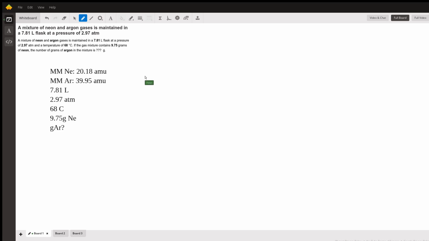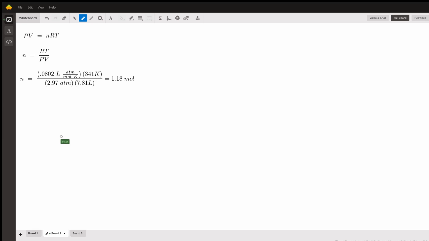Well, let's start with what we're given. We know the molar mass of neon, 20.18 amu, molar mass of argon, 39.95 amu. You've got 7.81 liters, 2.97 atmospheres, 68 degrees C, 9.75 grams of neon. How much argon?